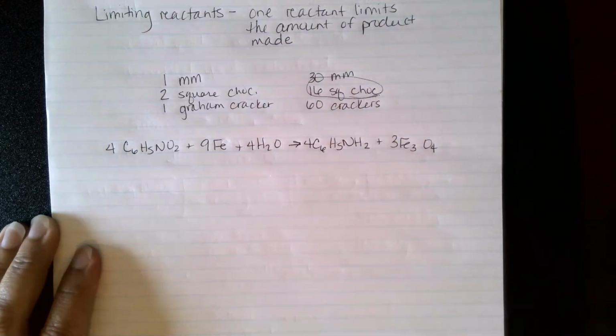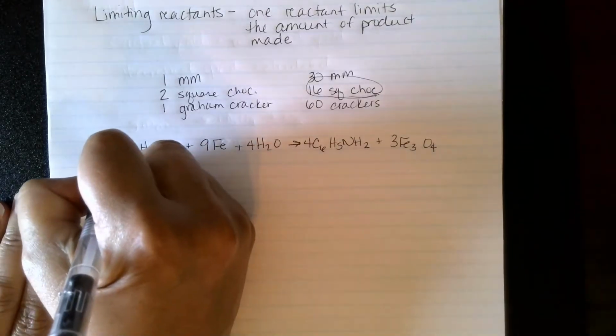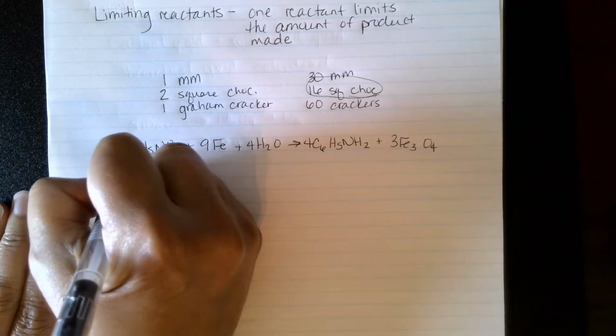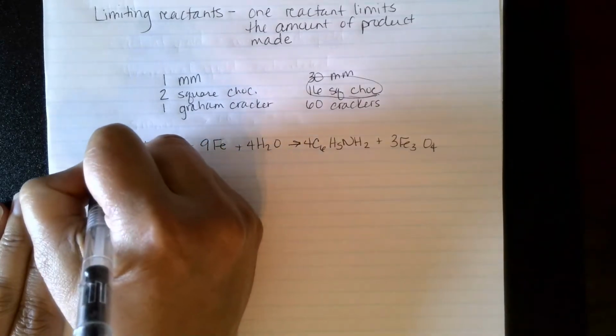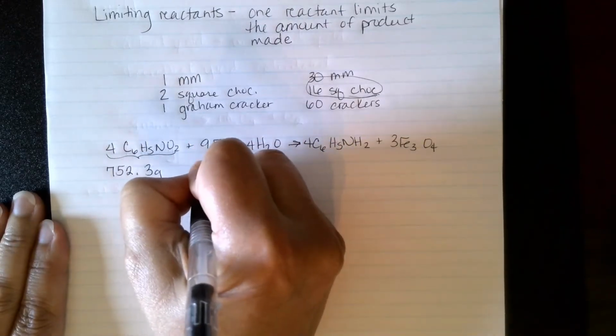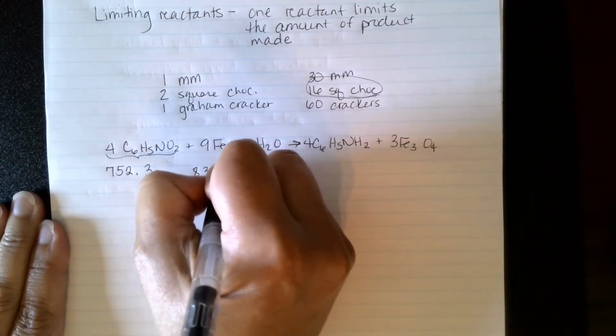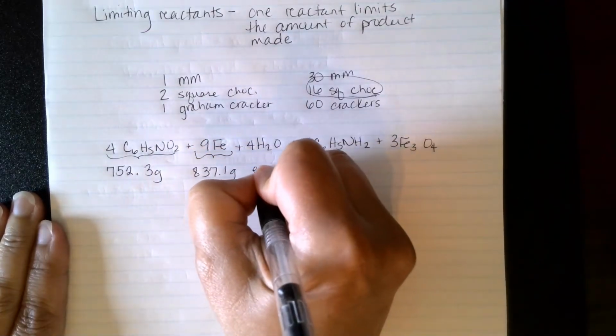Alright, and lucky for us, they gave me a balanced equation. If it wasn't, I would have to balance it. And in this one, they've given me that I have 752.3 grams of this first term. And they've also told me that I have 837.1 grams of the iron. And they told me that I had an excess of this stuff.